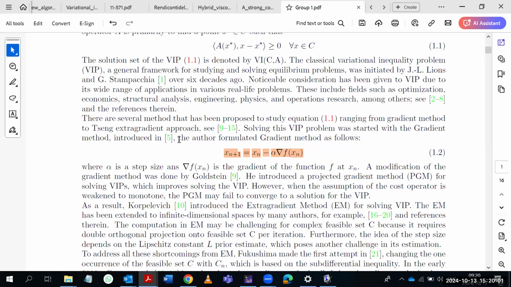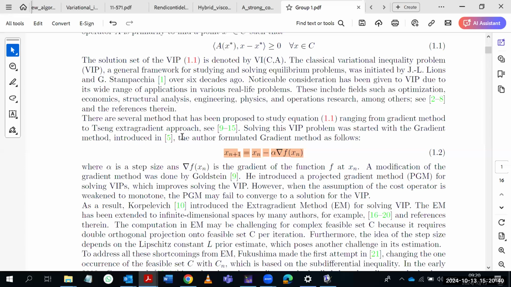A modification of the gradient method was done by Goldstein, who introduced a projected gradient method for solving VIPs. You see the reason why I said we should go back on it. The way you have presented it, the next sentence already indicates what the solution method is. I mentioned that it should be a projected gradient method instead.